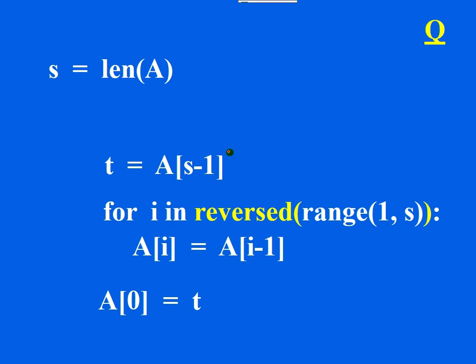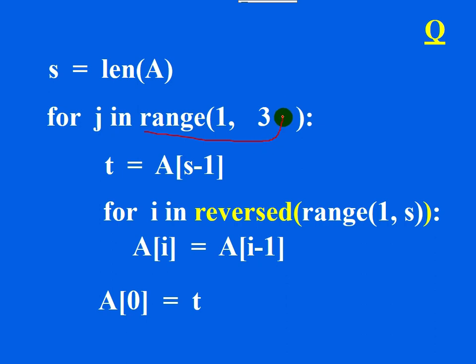Now if you want to shift all the elements by two positions to the right, this piece of code should be repeated two times. Now how can you repeat the code two times? You can make use of for j in range 1, 3. Why did I use variable name j? Because I is already used. Now the range function returns all the integers from 1 to 3 minus 1, that is 1 to 2. So here you get 1 and 2.